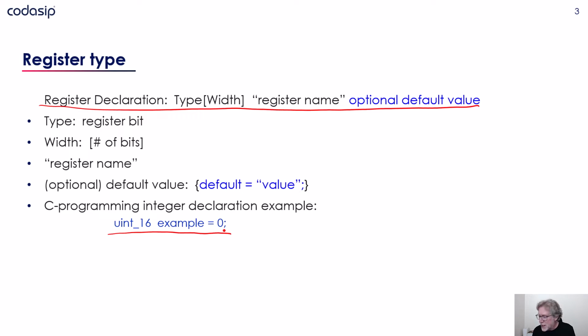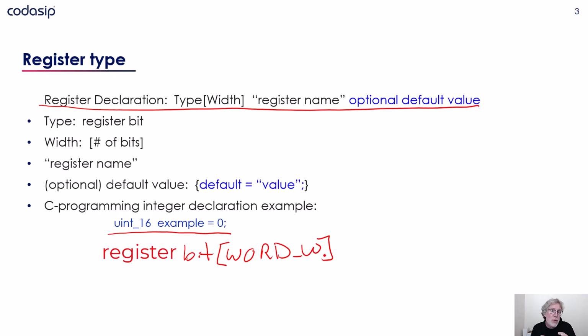So first of all, I need to declare that it's a register. So it's going to be register bit, and I now have to say how many bits wide. And we actually have defined already in your project something called word W, which is defined in another CodAL header file, that is equal to 32, because we're talking about a 32-bit wide machine.